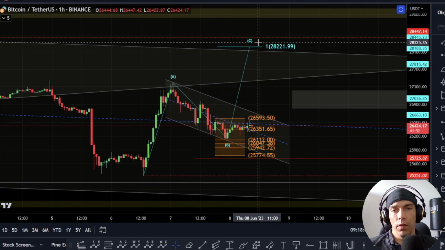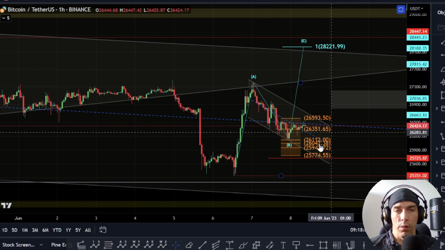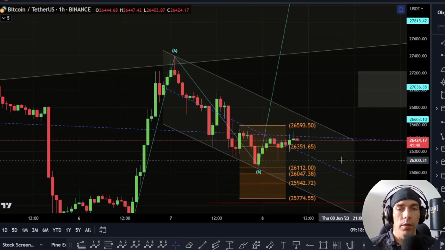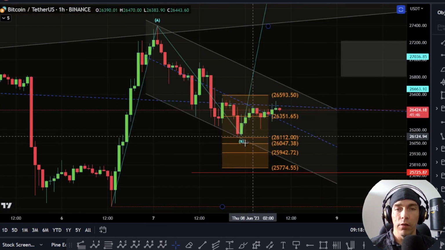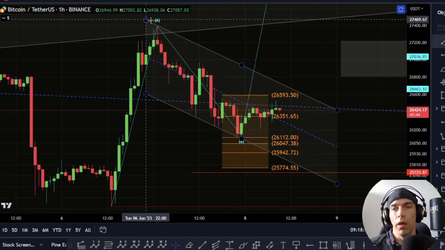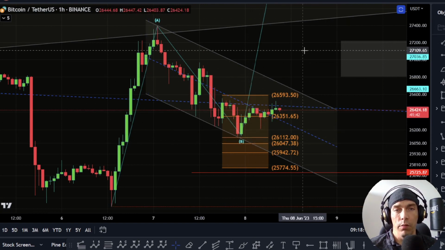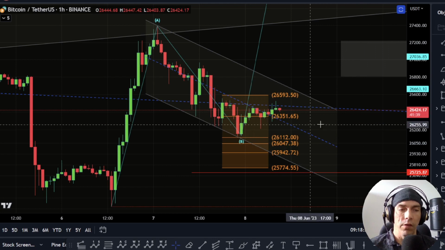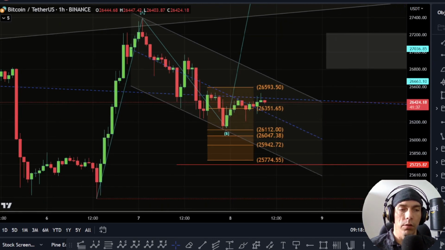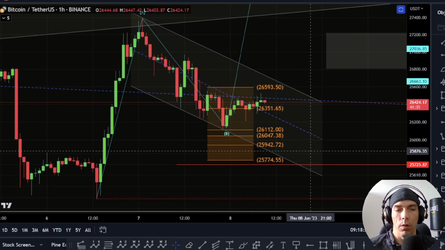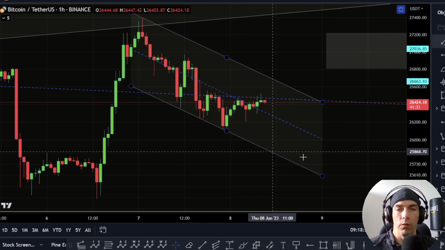Okay, so now within this, what we're looking for is this 3-wave move. Now, it's not clear whether this correction is actually completed yet. We need to be aware that it is possible that this whole move could just be an A wave, we could see a B wave, and then we could still see a C wave to the downside. So we're going to go a little bit into the micro count here, and then we're going to go over some of the alternatives of what could actually be playing out.